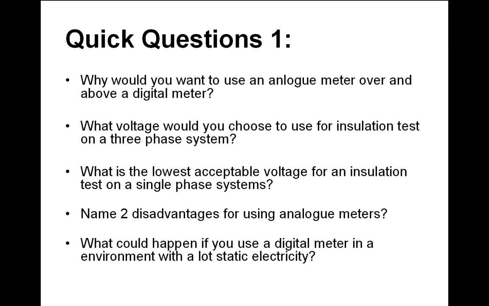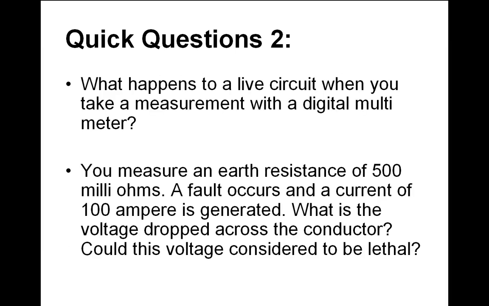Why would you want to use an analog meter over and above a digital meter? What voltage would you choose to use for an insulation test on a three-phase system? What is the lowest acceptable voltage for an insulation test on a single-phase system? Name two disadvantages of using analog meters. What could happen if you use a digital meter in an environment with a lot of static electricity? And then the last quick question: what happens to a live circuit when you take a measurement with a digital multimeter?